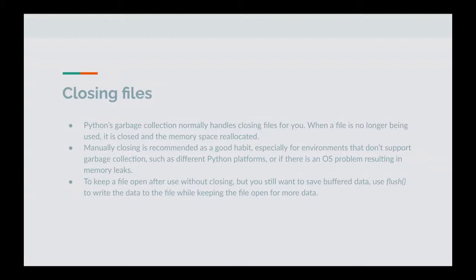If you want to keep a file open for use without closing it after every operation, you can use the flush method to flush the buffer, write all of that data to the file while keeping the file open. So normally you would open the file, do something with it, close it, open it, do something with it, close it. But in this case, you can open it, do something with it, flush the buffer, do something with it, flush the buffer, do something with it, close it, and closing will flush the buffer and close that file.